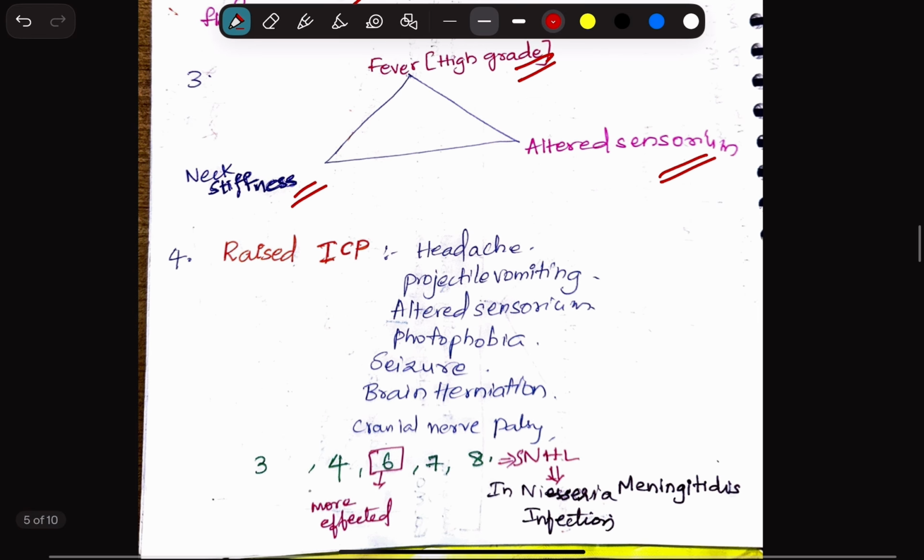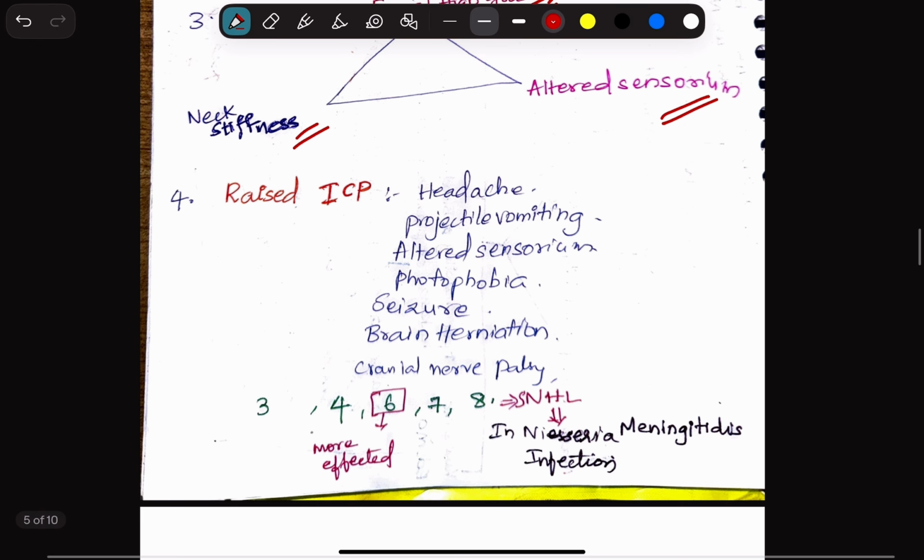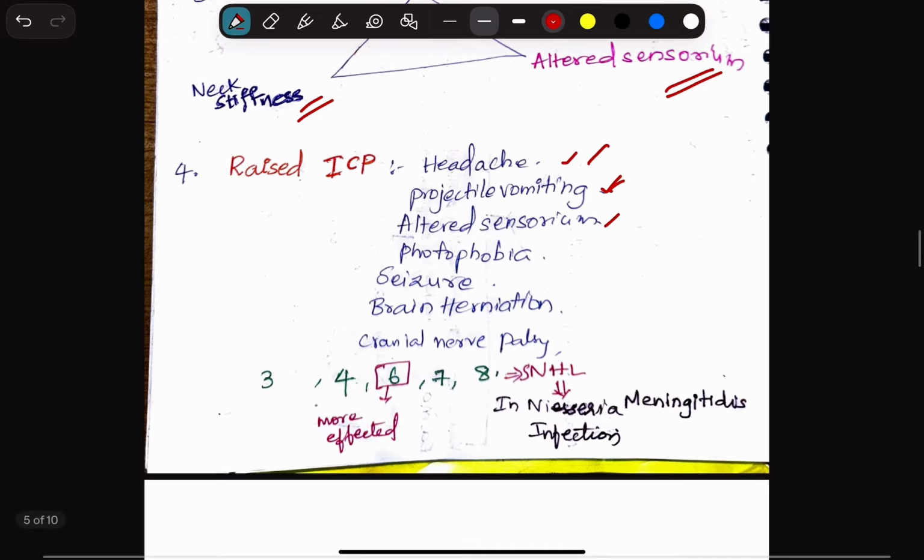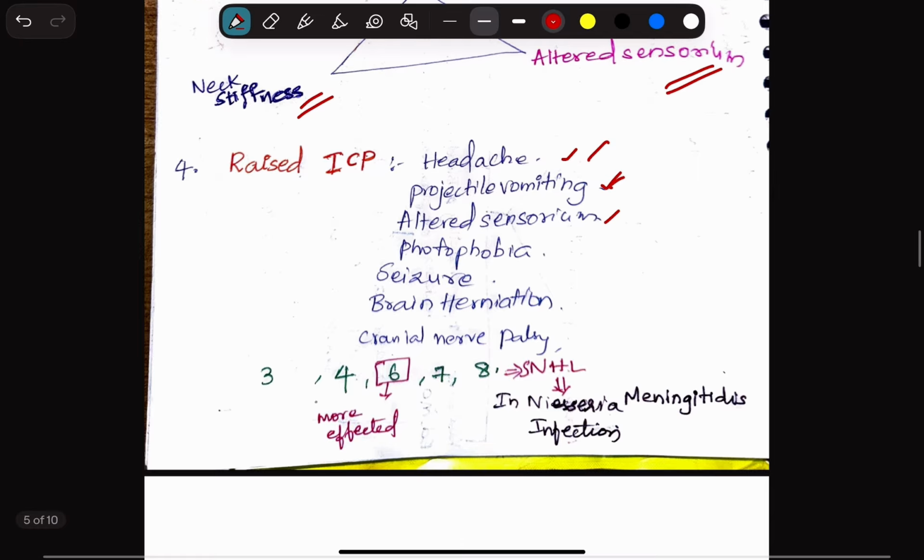There will also be increased intracranial pressure in meningitis. These are a few signs and symptoms of increased intracranial pressure: headache and projectile vomiting. Projectile vomiting is a type of vomiting which is not preceded by nausea. There will also be altered sensorium, photophobia, seizures, brain herniation, and cranial nerve palsy.